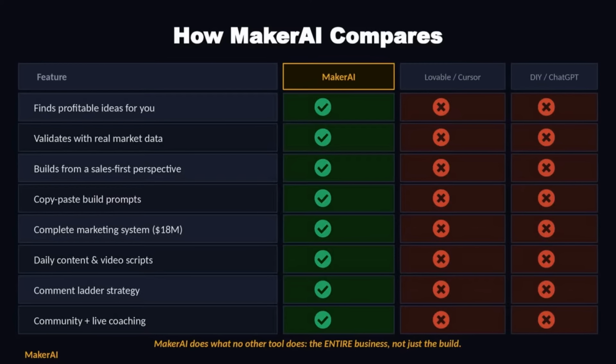They don't give you daily content and video scripts. They don't give you the comment ladder strategy, and there's no support. It's not like Lovable is saying, hey, let's help you actually make sales. There's nothing there. And it's the same thing if you do it yourself and try to use ChatGPT. It's kind of crazy how fast AI is evolving. ChatGPT is almost archaic at this point. But forget about that giving you anything useful at all.